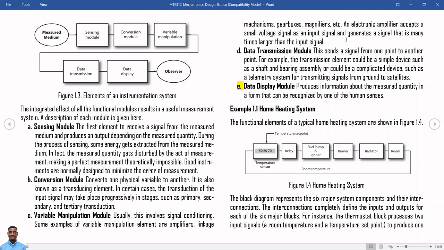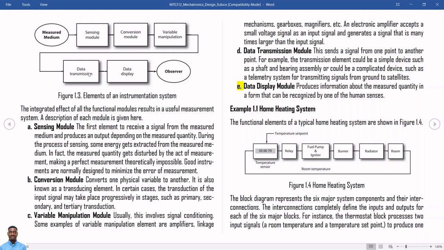Then we have the data transmission module. What the data transmission module does is to send signal from one point to another. That's what it does. For example, your transmission element could be a simple device such as a shaft, a bearing assembly, or any other complicated device that can be used to transmit such signal.